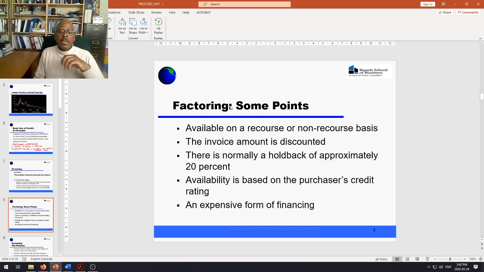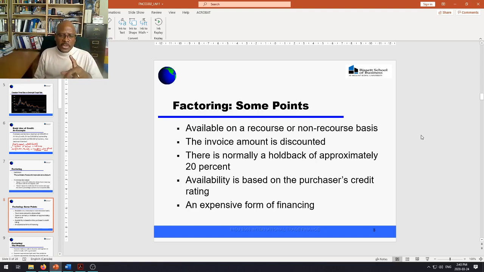Now, if it's done on a non-recourse basis, then what tends to happen is that the factor will have what's called a holdback, usually about 20%. So instead of the factor paying the exporter the entire amount up front, less the discount, of course, the factor will hold back about 20% of the amount until the importer makes payment, and then the factor will pay the exporter that holdback amount. This gives the factor a buffer in case the importer doesn't pay. They have this holdback to act as a kind of collateral.